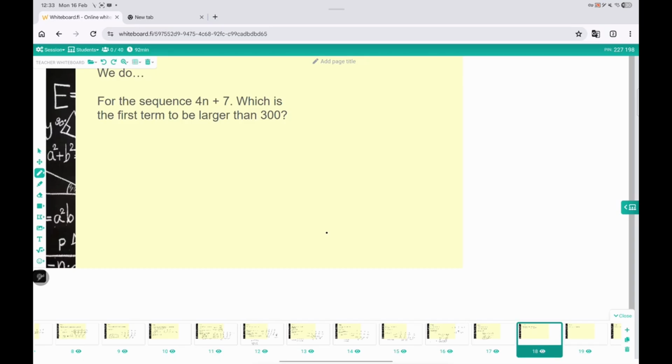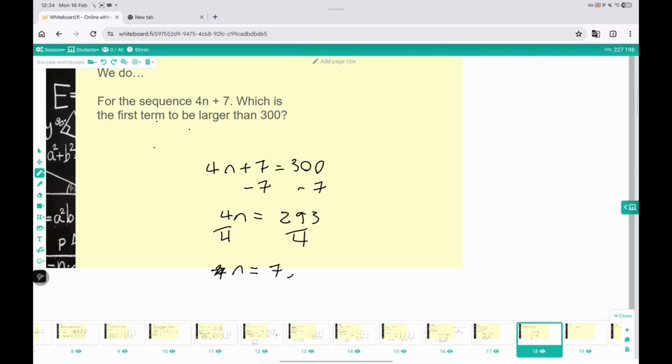Okay, what is the first term that's going to be larger than 300? Okay, so we solve again. 4n plus 7 equals 300. What is the first term in the 4n plus 7 that's going to be larger than 300? So if we take 7 from both sides, we've now got 4n equals 293. We can already see n's not going to be a whole number, but don't worry about it. So we divide both sides by 4, and I just need to use my calculator there, n equals 73.25.